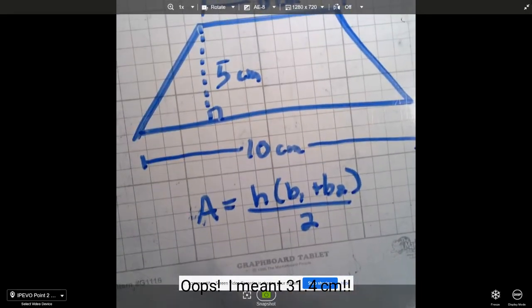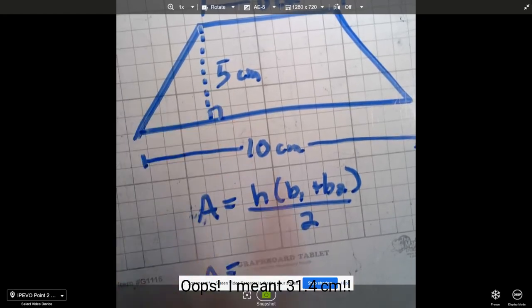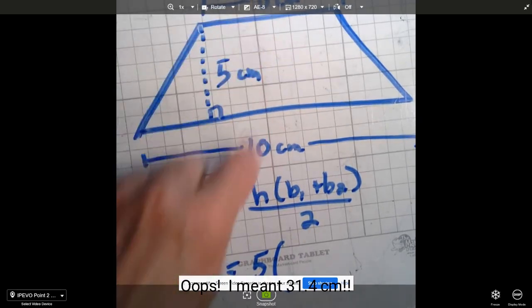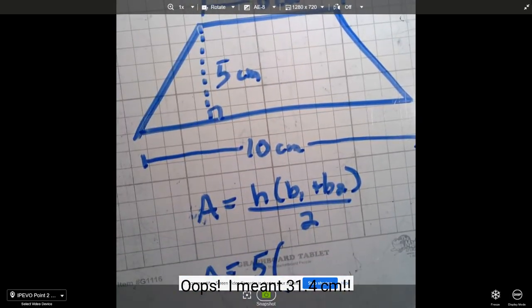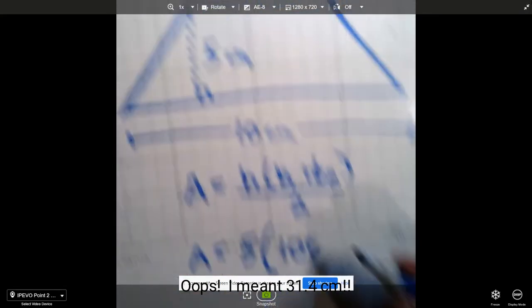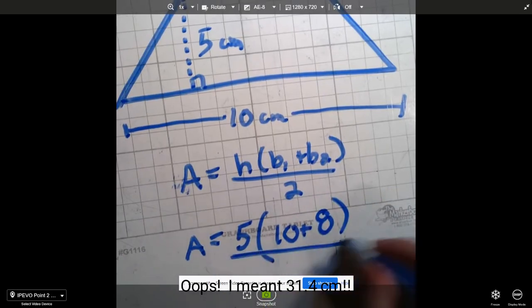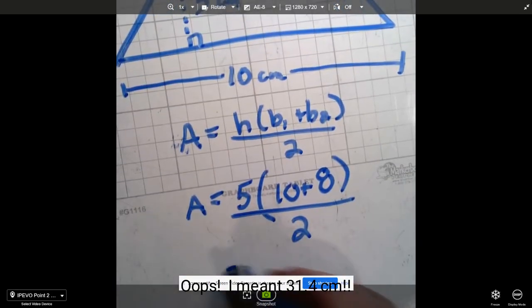Let's plug in what we know. I don't know the area, so that'll stay my variable. My height is 5. Base 1 and base 2. Again, it doesn't matter which one I call 1 and 2 because I'm going to be adding them together anyways. So I'll call this one 1 and I'll call this one 2. I'm going to divide that by 2. And so I have all the numbers. All I have to do is go ahead and simplify this.